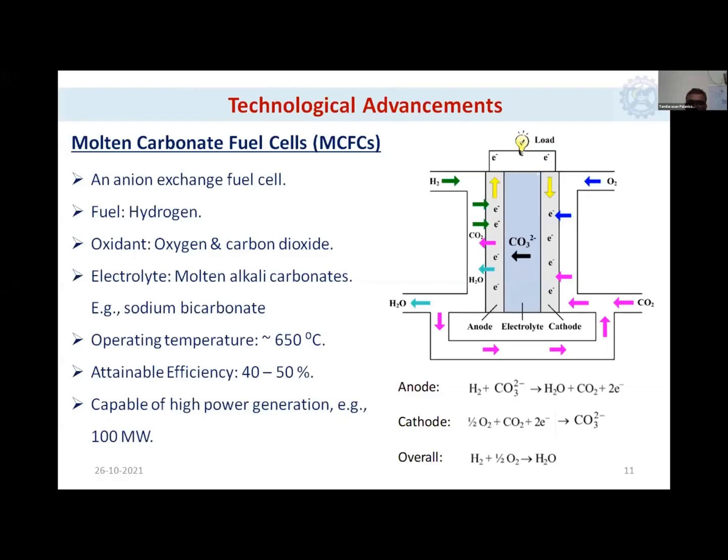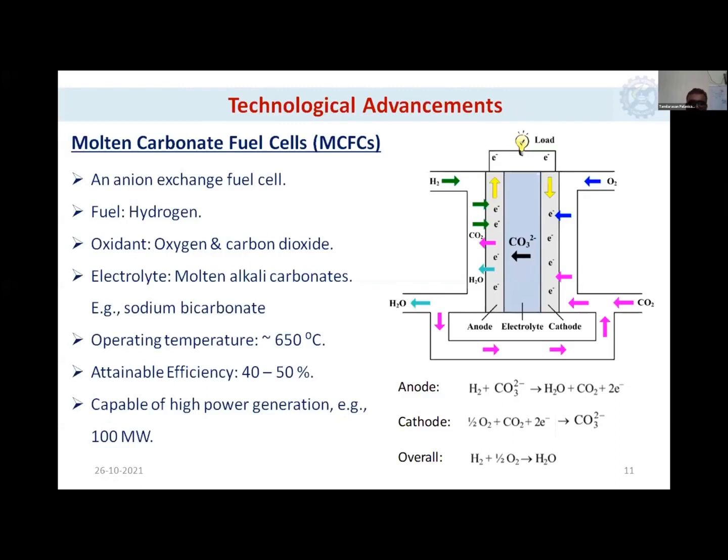Okay, so in any case, whether you are recirculating or you are just releasing to the atmosphere, this is a carbon neutral technology. So it is claimed to be a clean technology. Since you are using molten carbonates like sodium bicarbonate, the cell operates at very high temperature, like 650 degrees Celsius, and the attainable efficiency ranges from 40 to 50.